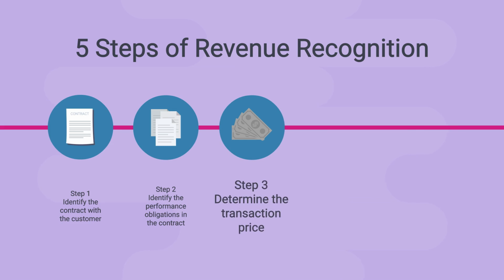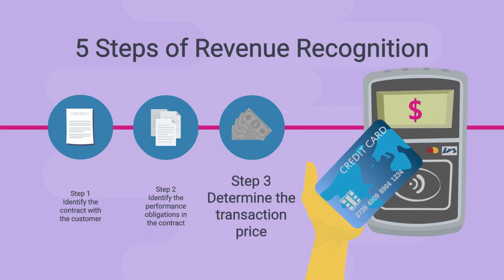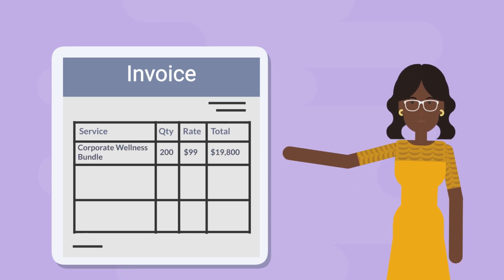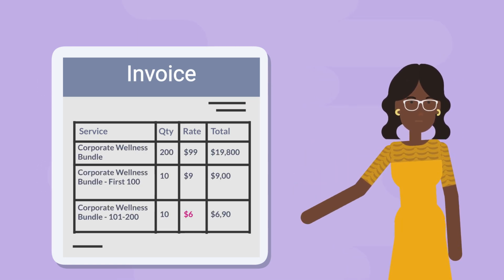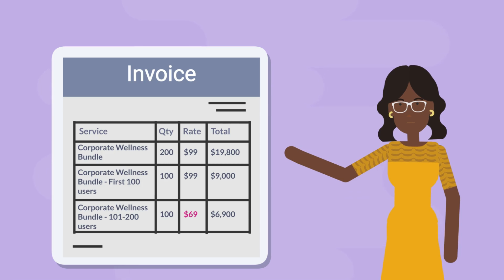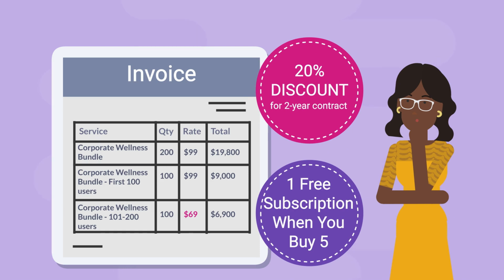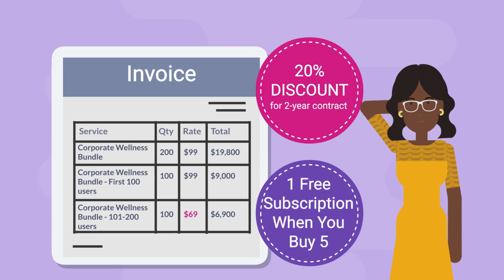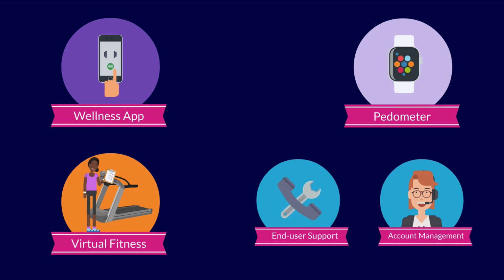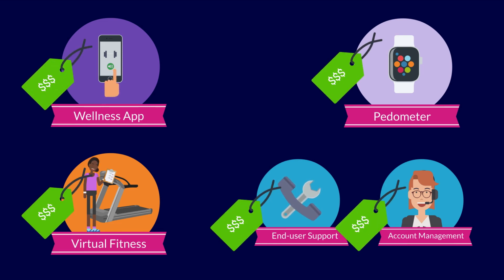Step 3. Determine the transaction price. You must next determine what is the transaction price of each performance obligation. A customer may pay a set amount for a bundle of products, or they may pay a variable amount based on usage or even both. In addition, if a contract includes variable consideration in the form of discounts or incentives, you need to estimate the amount of variable consideration that you're entitled to. For example, Corporate Wellness bundles several products and services in its one subscription fee. Each product and service within the bundle has its own value.